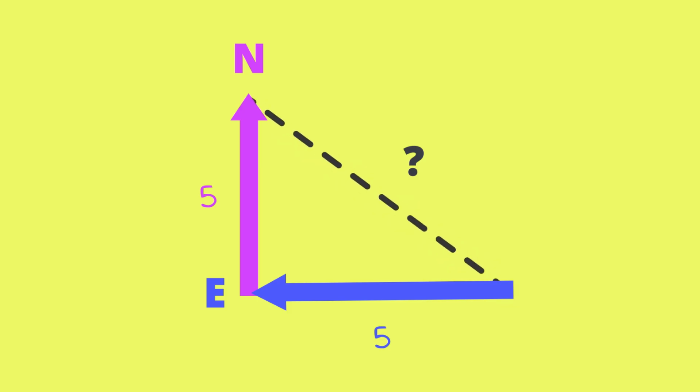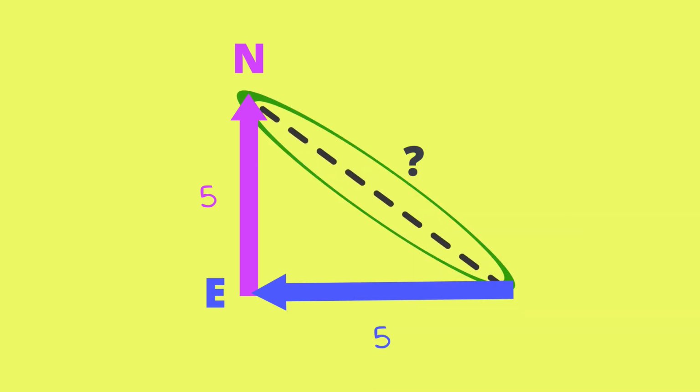Want to see this in action? Imagine walking 5 steps east and then 5 steps north. Your net movement is along the diagonal, found using vector addition. Instead of simply adding 5 plus 5 equals 10 steps, vectors make you work for it. You need geometry to find the straight line path.